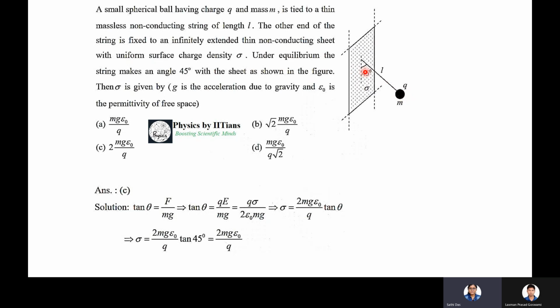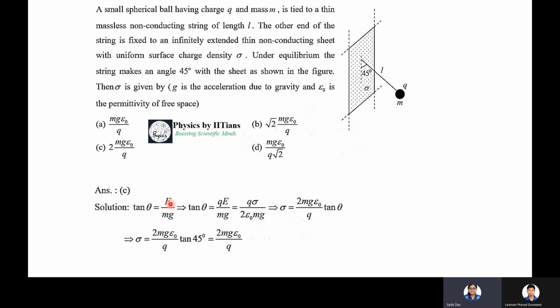This ball is experiencing two forces, one due to gravity and another due to the sigma charge density, that is, an electrostatic force. Whenever these two forces are equal, the ball is in the equilibrium position. Now tan theta is F by mg, where F is the electrostatic force and mg is the gravitational force, and tan theta is y by x, that is the angle the ball makes with the sheet. This is theta, the angle.